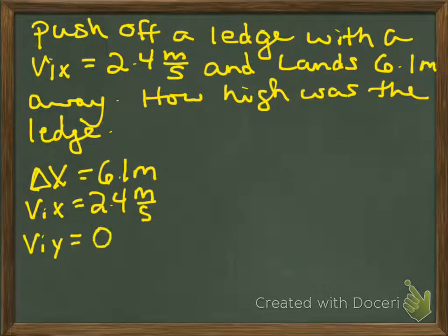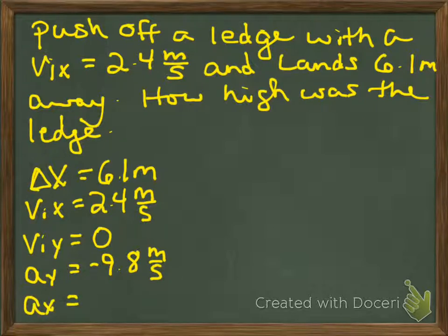VIY is 0. AY is negative 9.8 meters per second squared. AX is 0. And we're trying to find delta Y. We don't know what that is. And of course, our important thing we always look for is the time given to us. So let's go ahead and solve this problem.